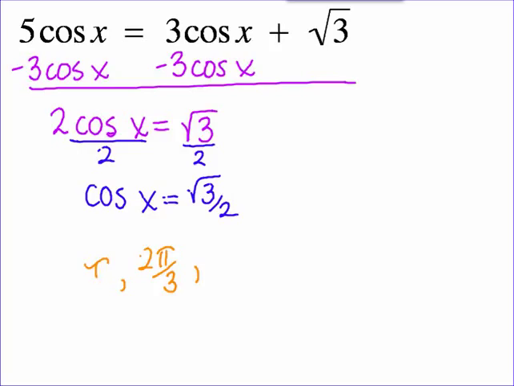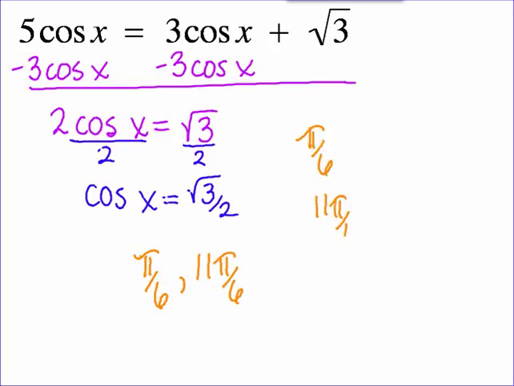Pi over 6. Cosine of pi over 6 is root 3 over 2. The answer should be pi over 6, and the other one should be 11 pi over 6. Now I'm going to write my answers down here. So I've got pi over 6, 11 pi over 6.